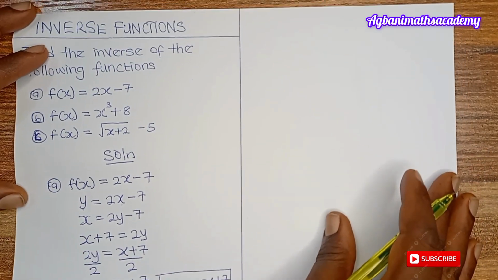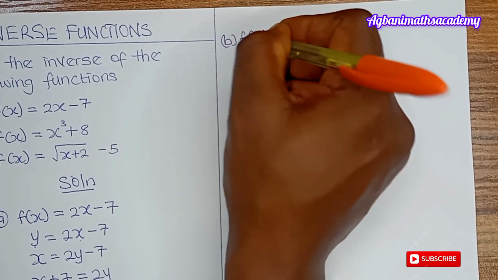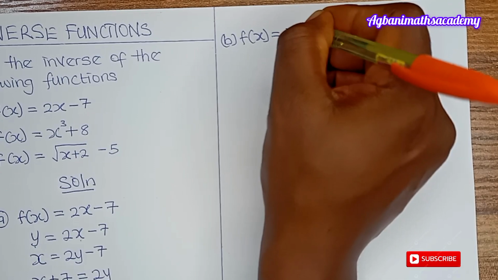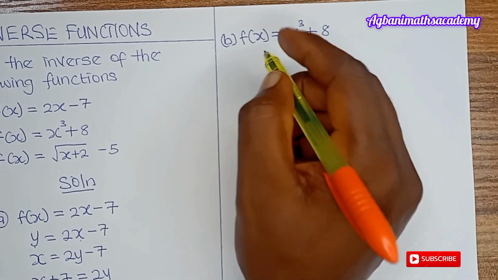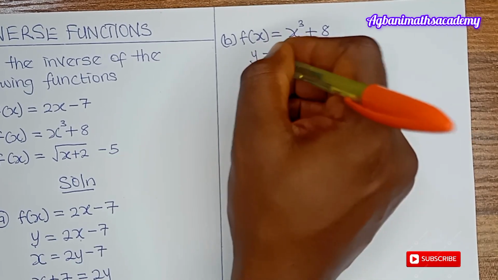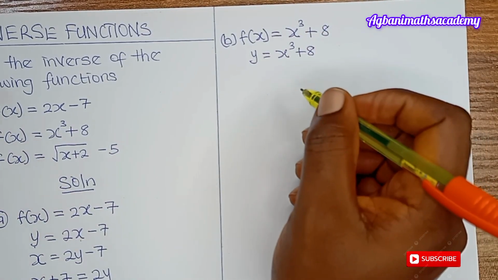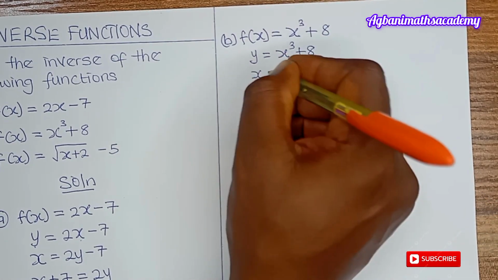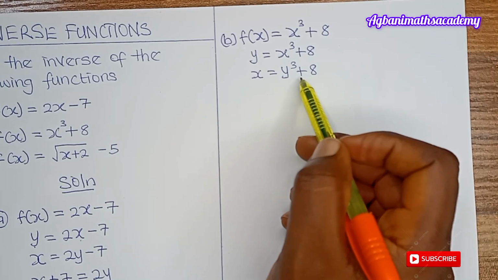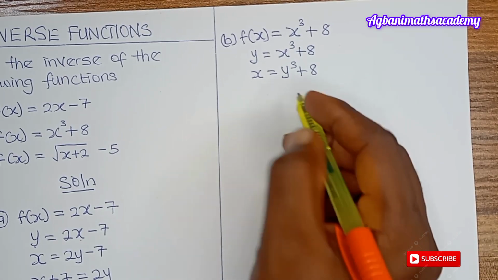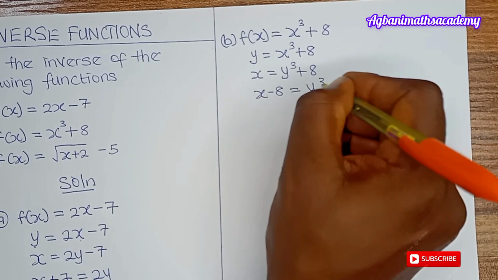Let's look at the next one. We have B. F of x is equal to x cubed plus 8. So this means y is equal to x cubed plus 8. So switching places, we are going to have x is equal to y cubed plus 8. Next, we move plus 8 to the right, which will give us x minus 8 is equal to y cubed.